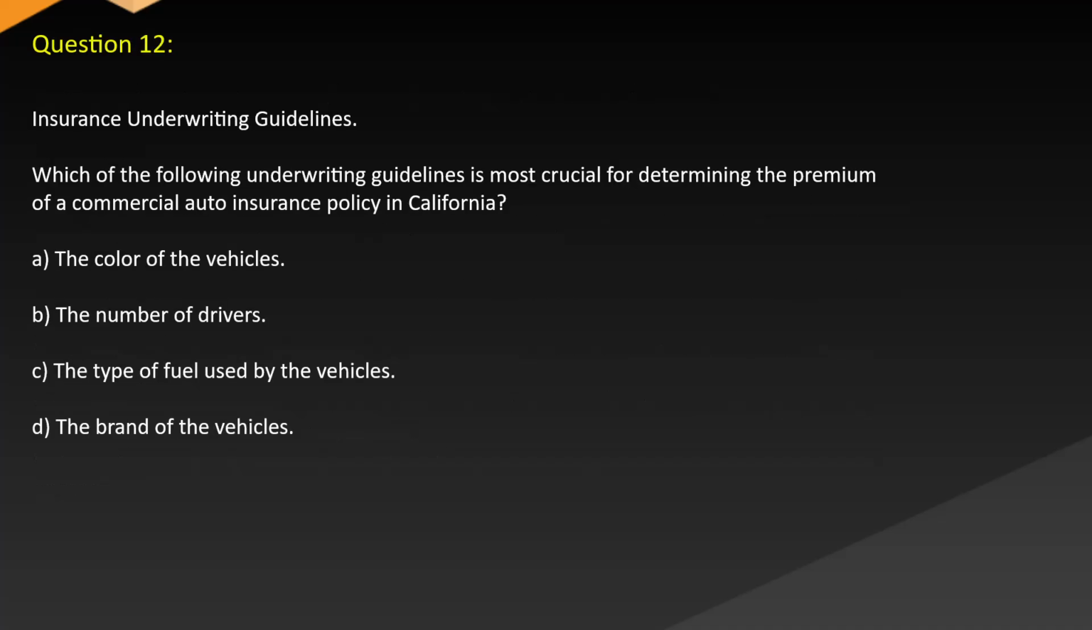Question 12. Insurance underwriting guidelines. Which of the following underwriting guidelines is most crucial for determining the premium of a commercial auto insurance policy in California? A. The color of the vehicles. B. The number of drivers. C. The type of fuel used by the vehicles. D. The brand of the vehicles.